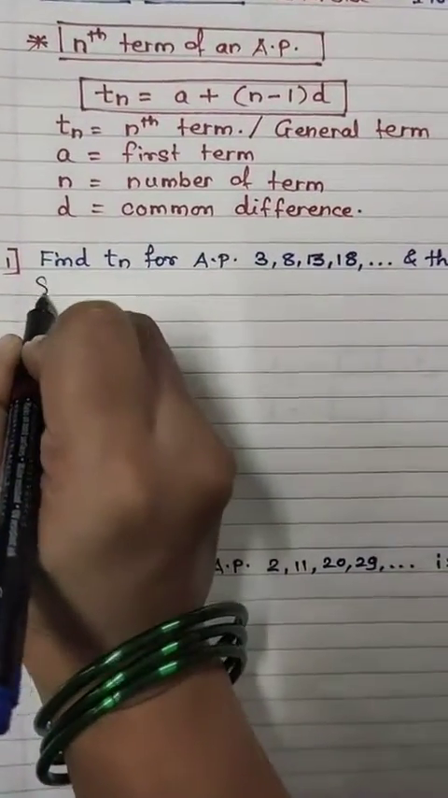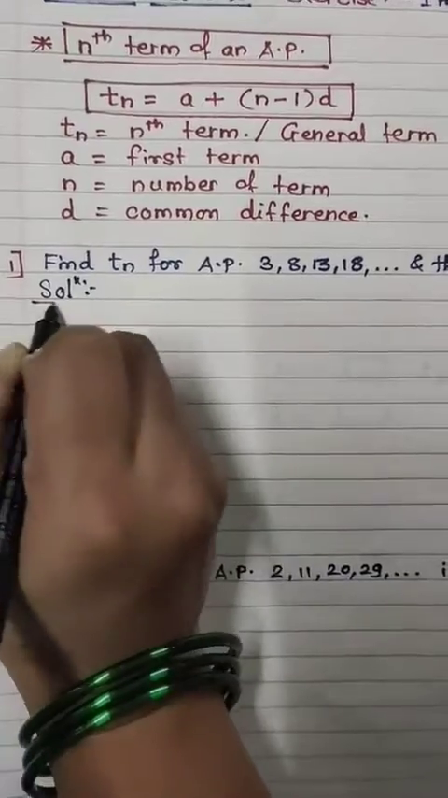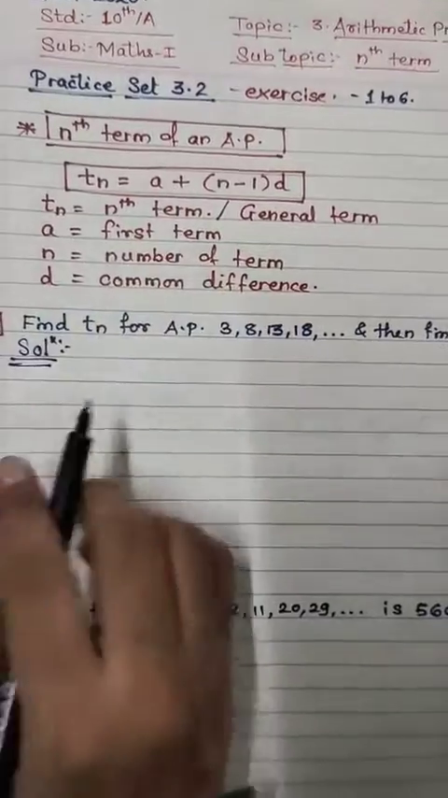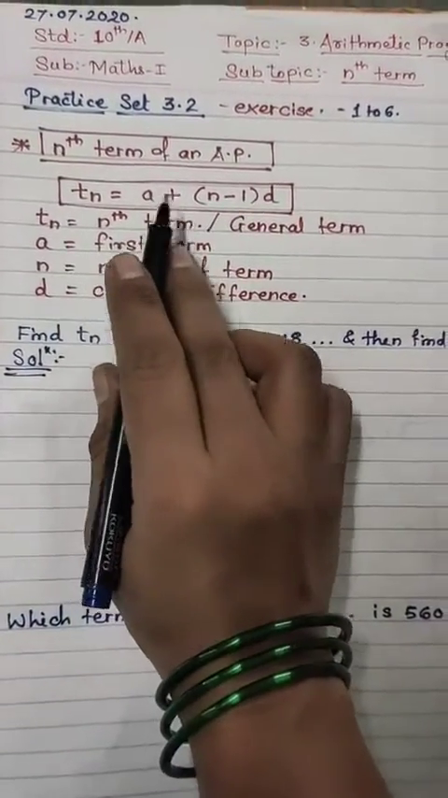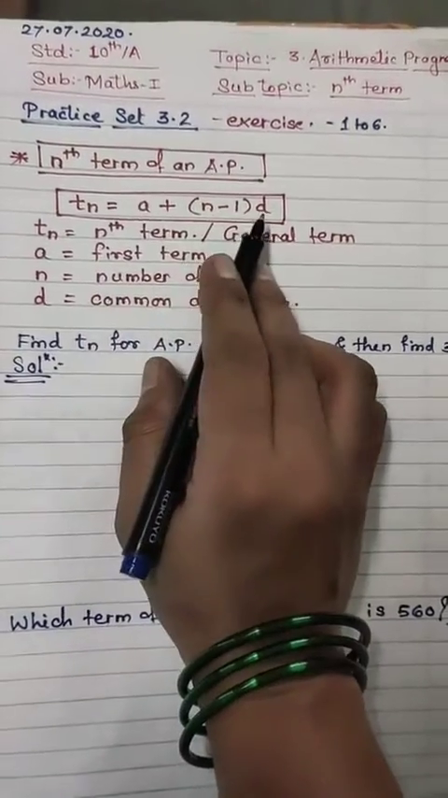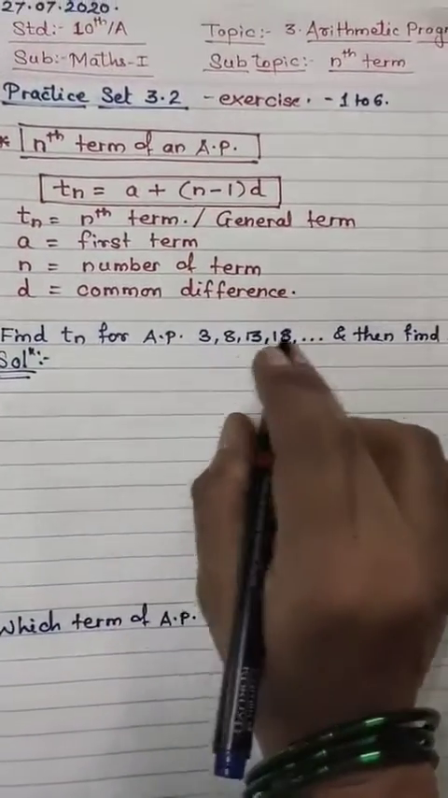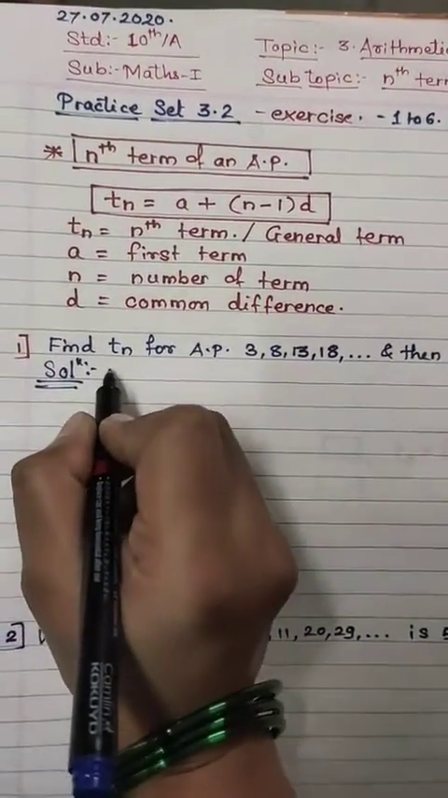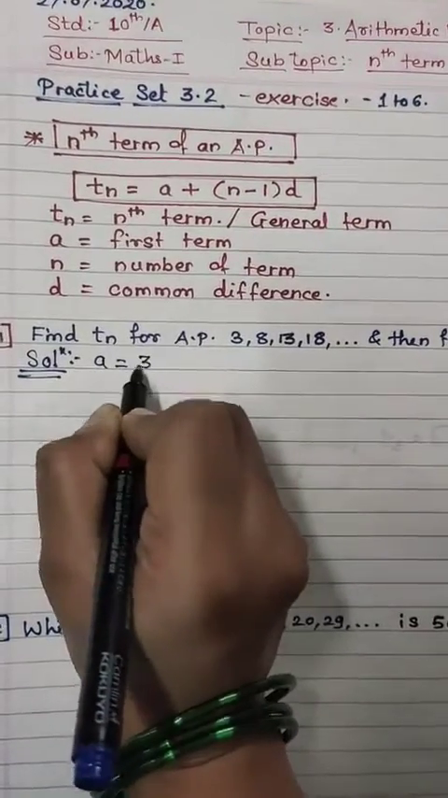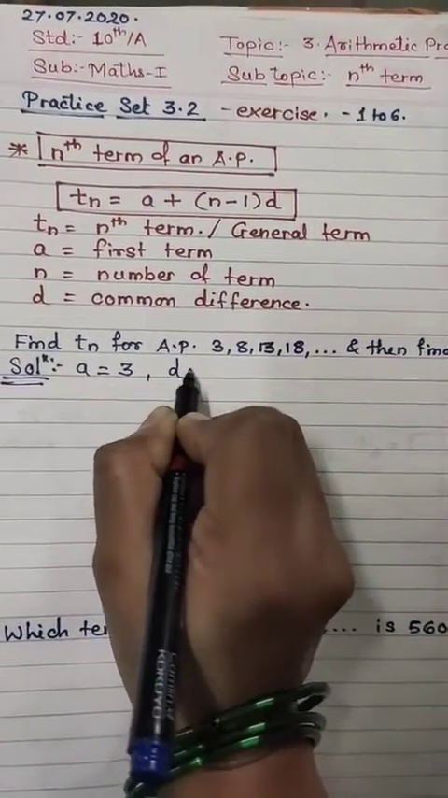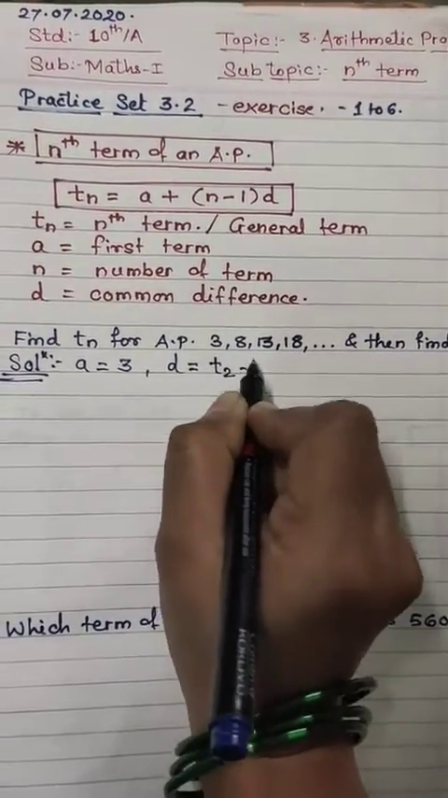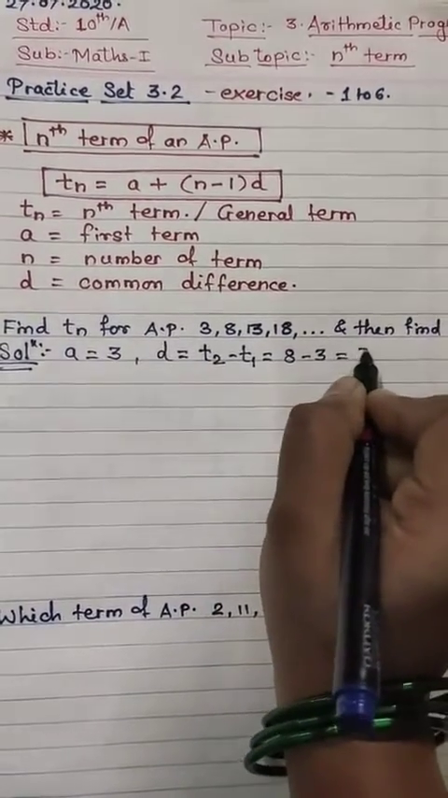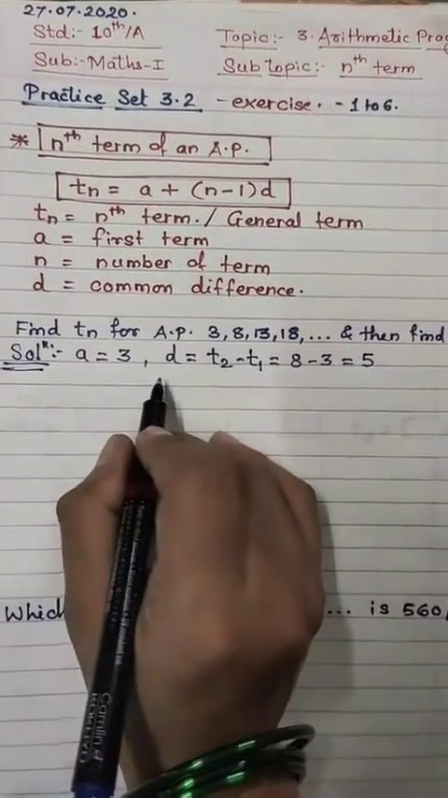Here I will write the solution. First we have to find the value of Tn. We know the formula for Tn, but to find Tn we need the value of A and also the value of D. So from the given AP 3, 8, 13 and 18 and so on, first I will write the value of A is 3. Then we calculate the value of D, that is T2 minus T1. So we get 8 minus 3 is equal to 5.